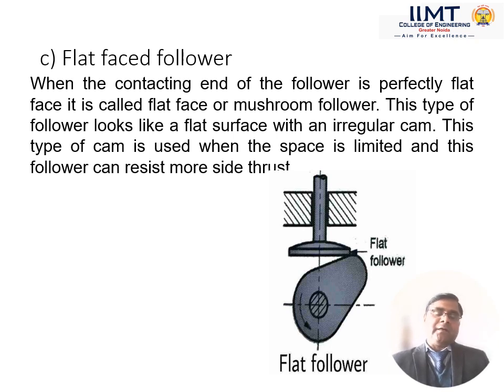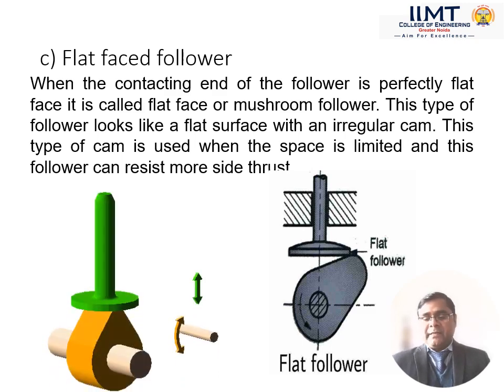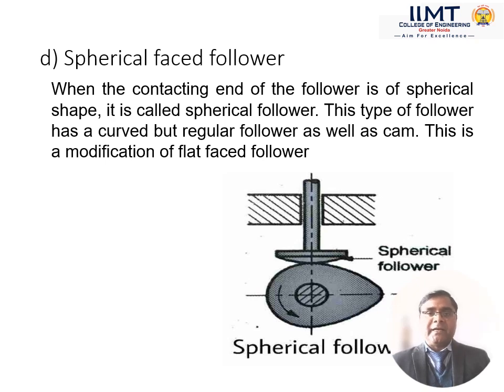There is a drawback of this type of follower. The contact stresses are more in this type of follower. So this limitation is reduced in the spherical faced follower. When the contacting end of the follower is a spherical shape, then it is called the spherical follower. This type of follower has the curved but regular follower as well as cam. This is the modification of the flat-faced follower, where the drawback of the flat-faced follower is minimized in the spherical faced follower.